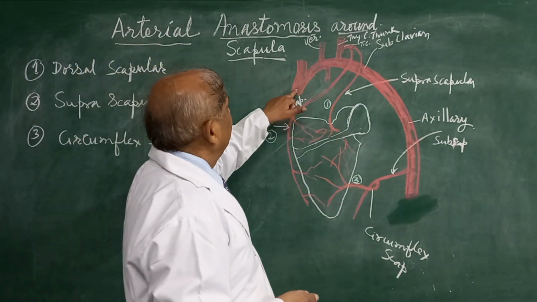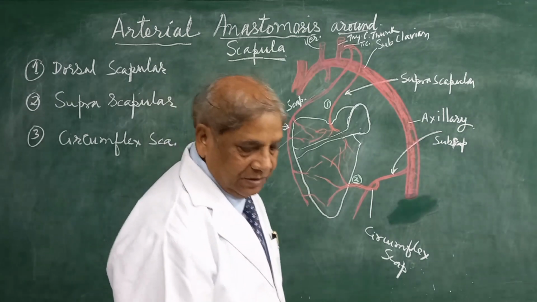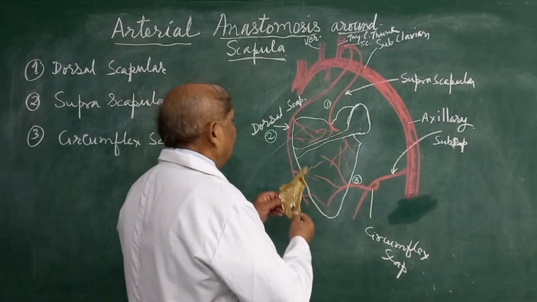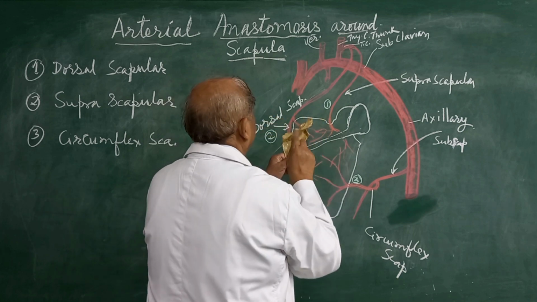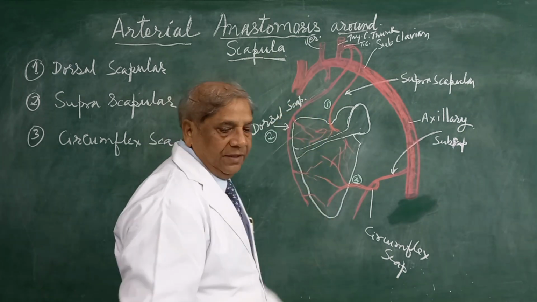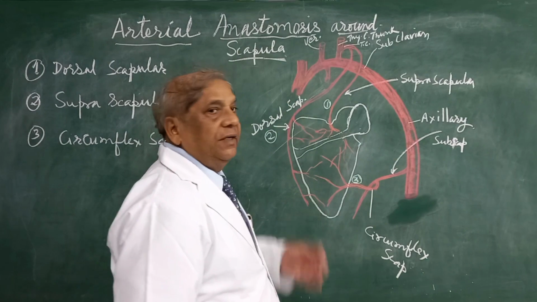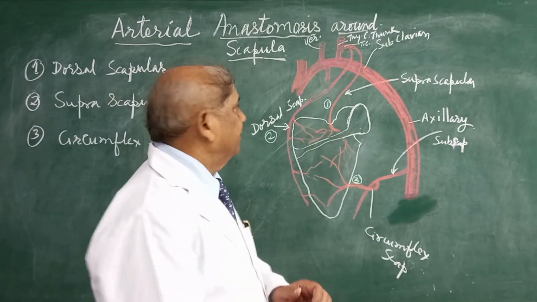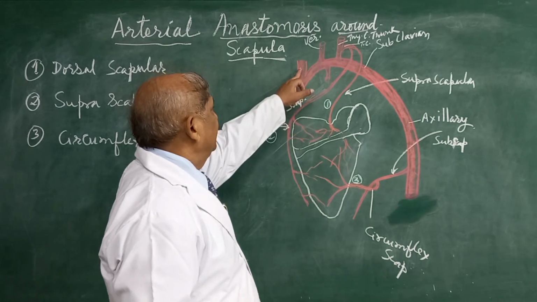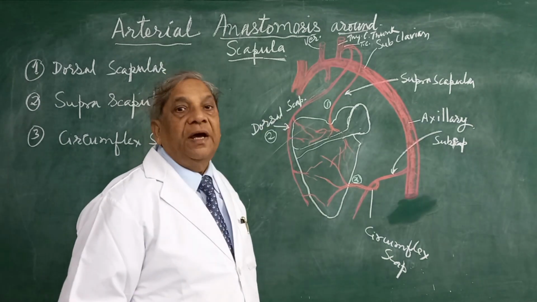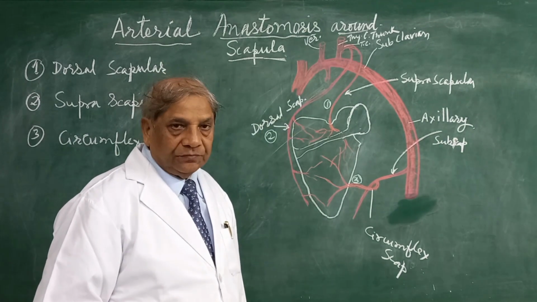Now this is the brachiocephalic trunk. This is the right scapula as we are seeing it from the back side. So on the right side, from the arch of the aorta, there takes origin the brachiocephalic trunk, which divides into the common carotid artery and the right subclavian artery.